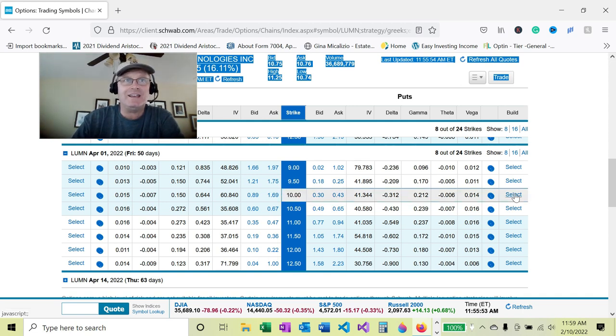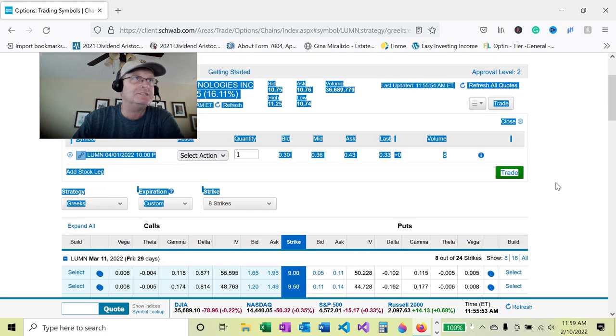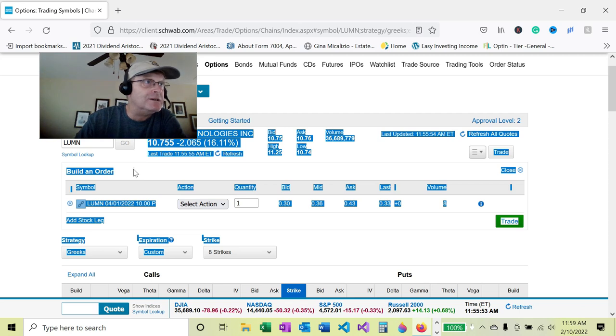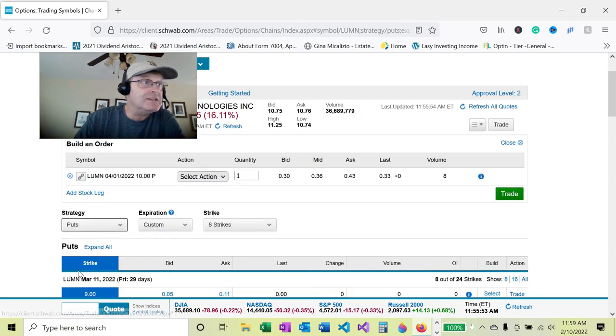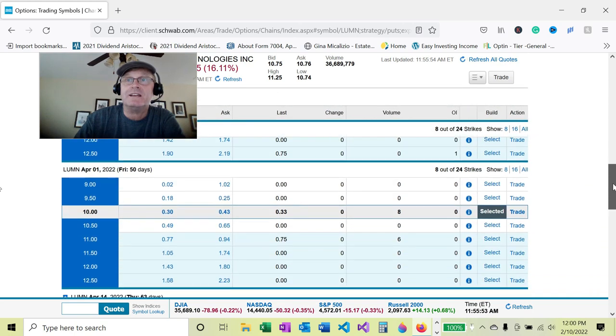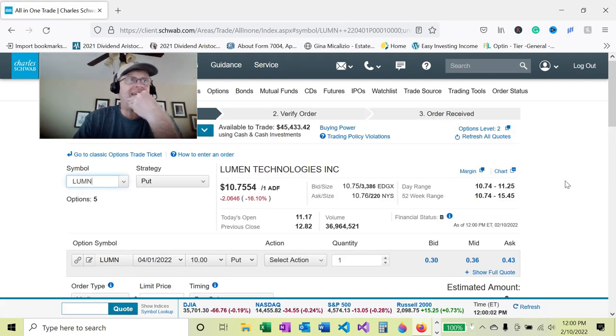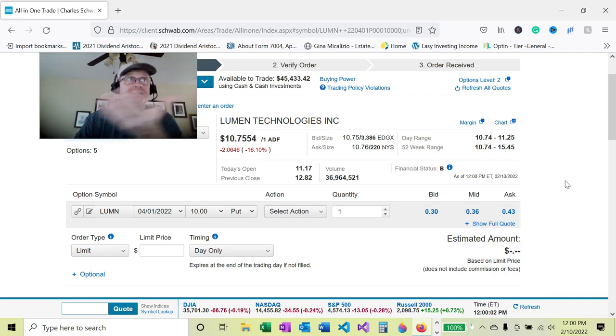So let's go ahead and do this level. Let's select. And what I do, which is a little bit different than a lot of people do, I will come back and I will say puts. Yeah, I could have clicked trade up here, but I come back down and I will say trade here. Okay. And so I'm going to do a cash secured put at $10. It doesn't make sense to try to do, well, you could do a 9, but being that it's so expensive, I'm going to stick to it being a cash secured put.